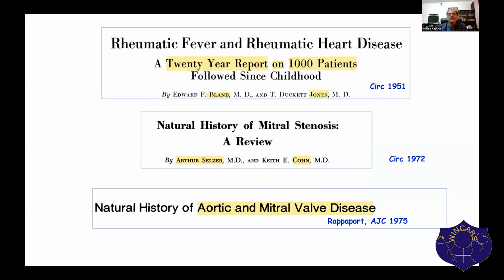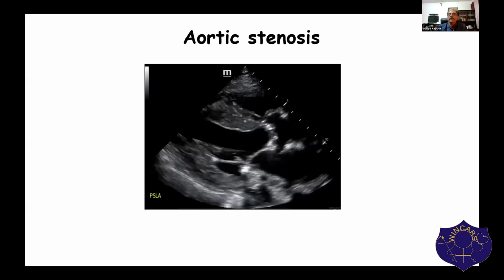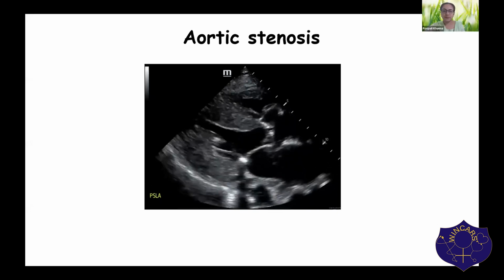So again, for mitral, Rupali, I'll just quickly run through the aortic as well, if you permit me about 5-7 more minutes. Yes, sir. Sure, sir.